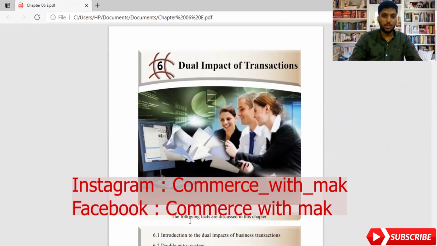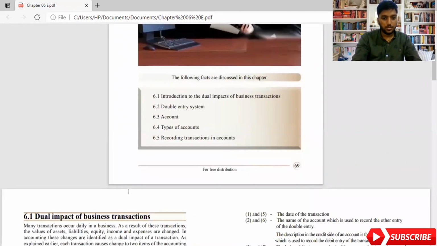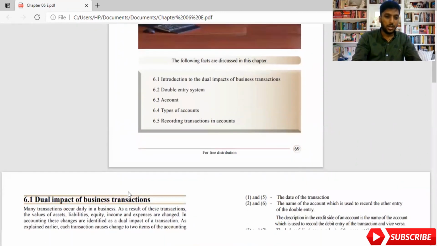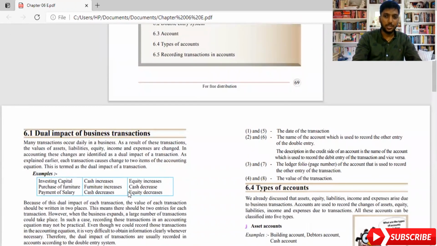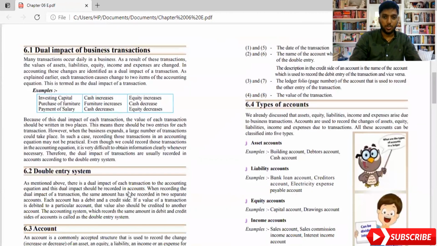So let's move on to the chapter. What's dual impact of transaction? In the last two videos, I taught you what is asset, expense, capital, liability, and income. This is also a short video in which I explain how these dual aspects of a transaction work together. Dual aspect means dual impact. When it comes to one entry, what happens to the other entry? That's what you need to know.